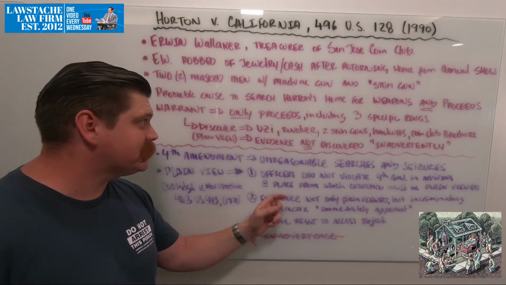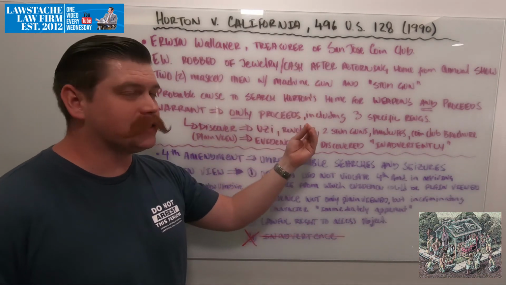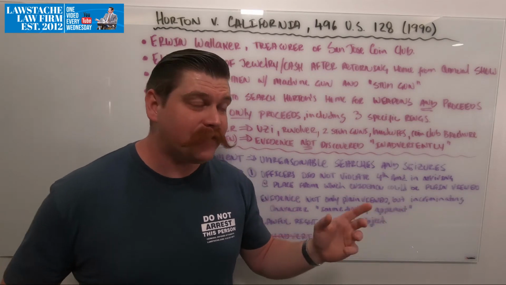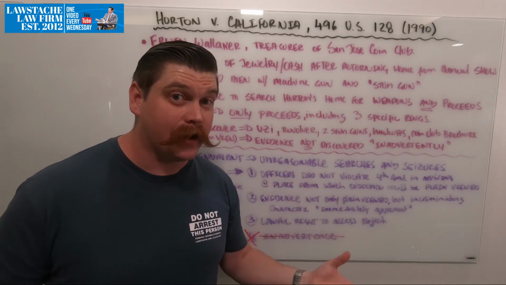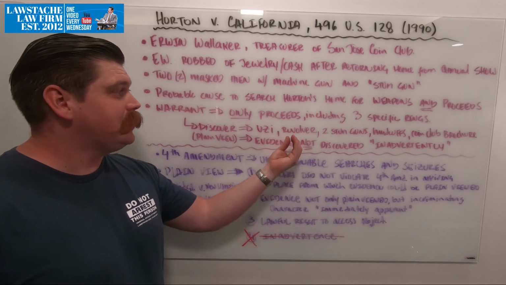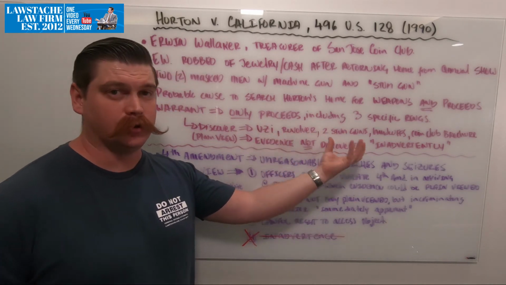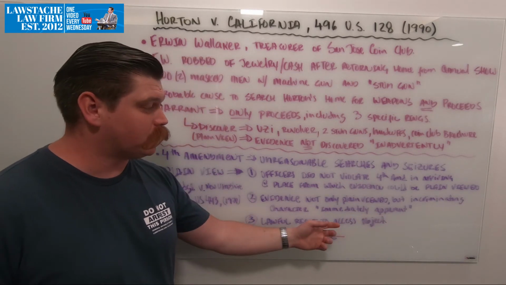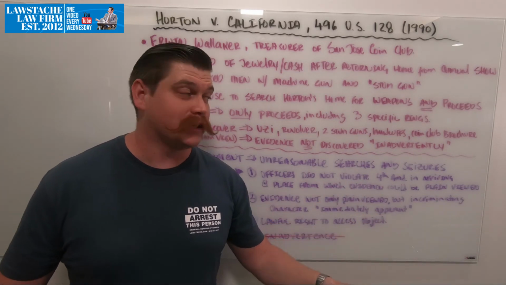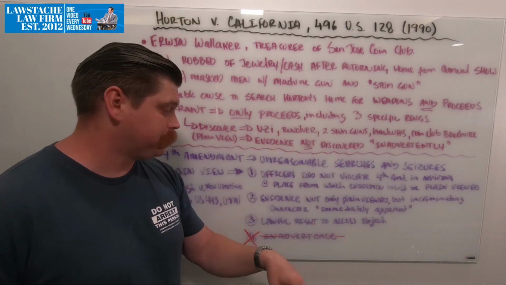But in this example, under these facts, the officers did have a warrant to be inside the home. And once they were there, they were able to see incriminating evidence, including the guns, so they could seize them because they had a lawful right to access the objects, in this case, the guns.